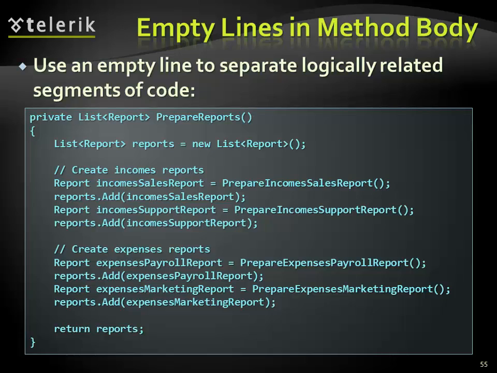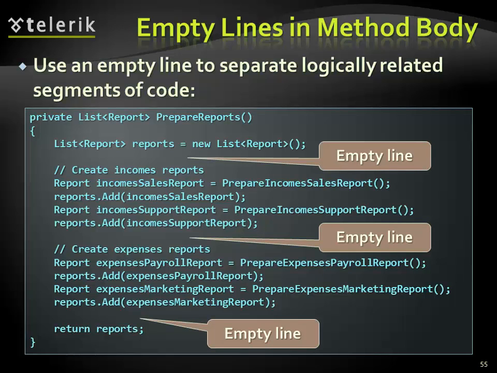So let's have a look at the example. In the class code prepare reports, on the first line we have a definition of a list, and then it is separated from the next code segment, which is around creation of income reports. Then we have another empty line which allows us to separate the income reports from the expenses reports, and then we are returning all these reports at the end. But it's good that we are separating the return line of code from the segment of code that is addressing the creation of expenses.